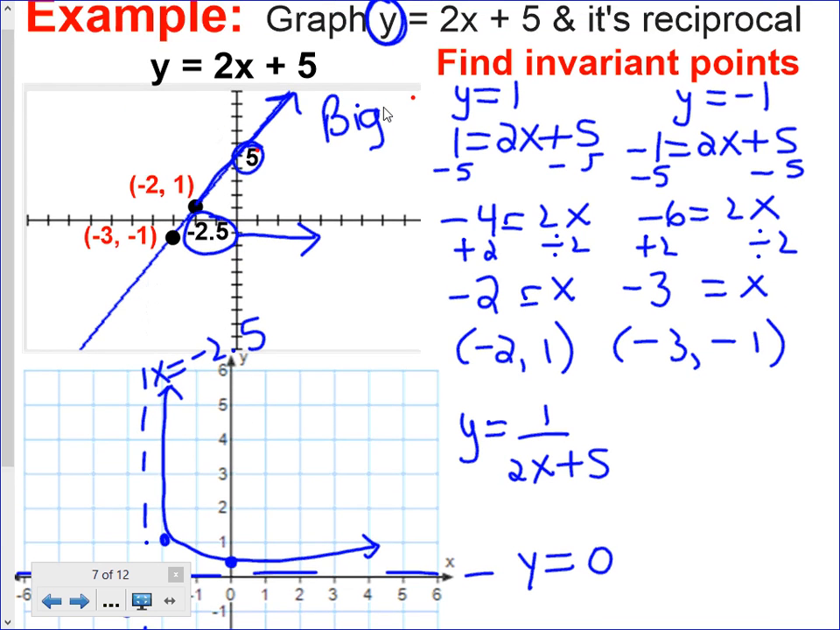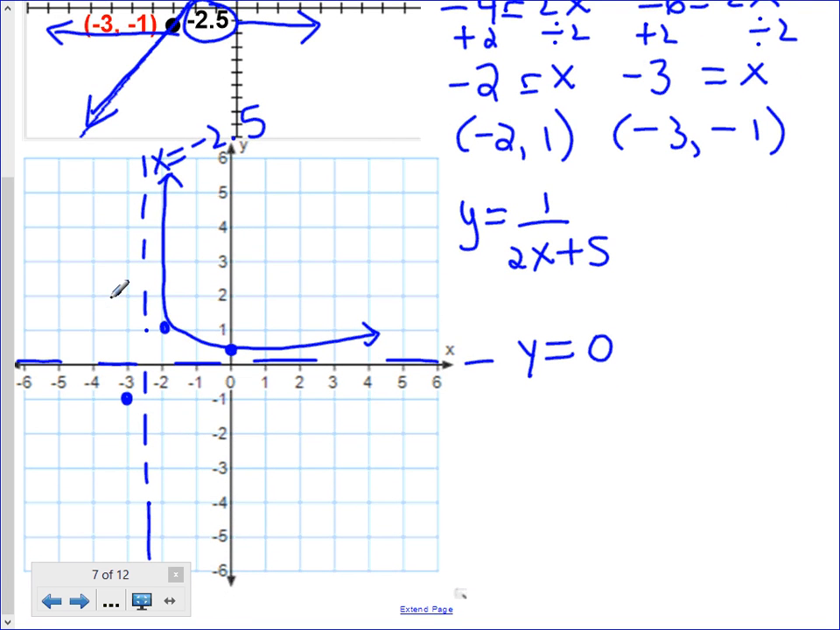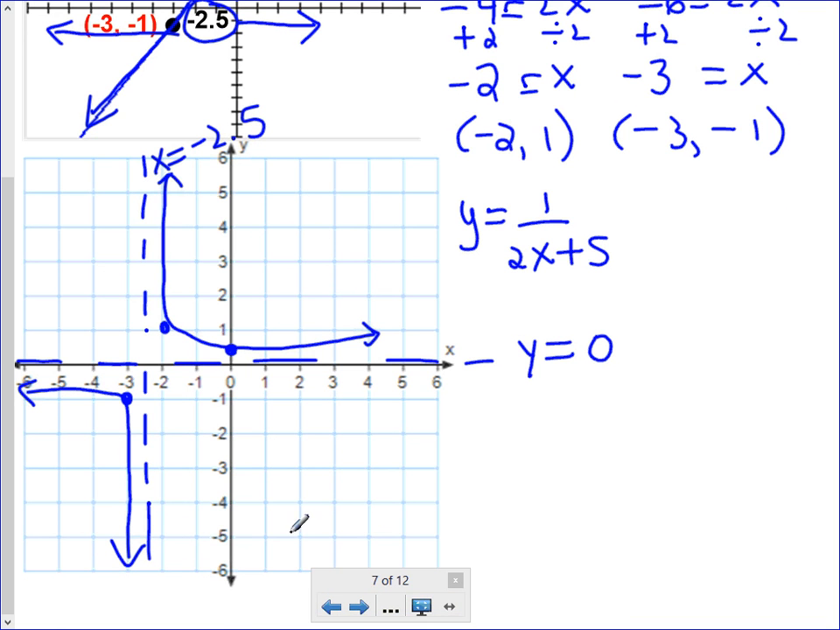Okay, back up on the original function to the left of the x-intercept, I'm getting small. So you can see I'm starting big and I'm getting small. So the opposite is going to happen down here. To the left of the vertical asymptote, I'm not going to start big and get small. I'm going to start small and get big like this. So this would be the graph of y equals 1 over 2x plus 5. And you can verify that on your graphing calculator. But we just used all the principles to come up with that graph.